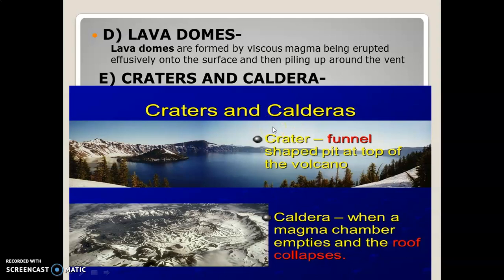Next is crater and caldera. Crater means, as we know, when magma oozes out with great pressure, a small depression, a funnel-shaped pit, will be formed on the top of the mountain. That is called a crater. And after a period of time, when the crater becomes large and the roof of the crater collapses, then it turns into a caldera.